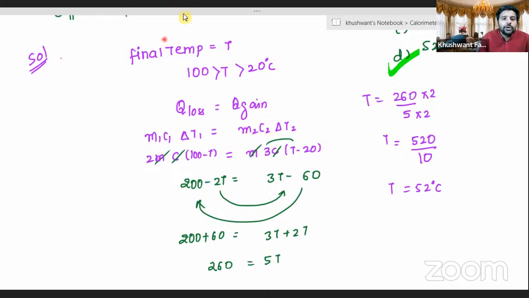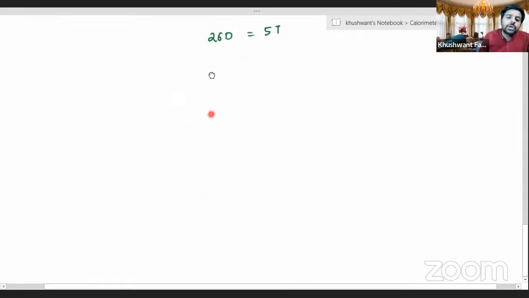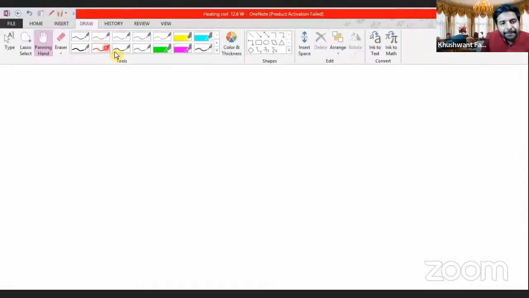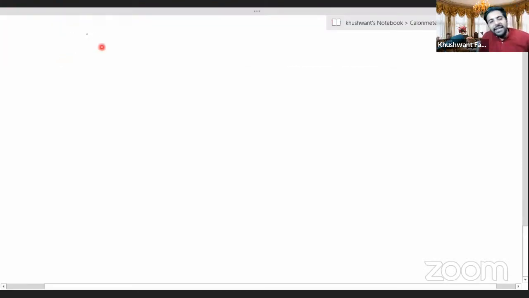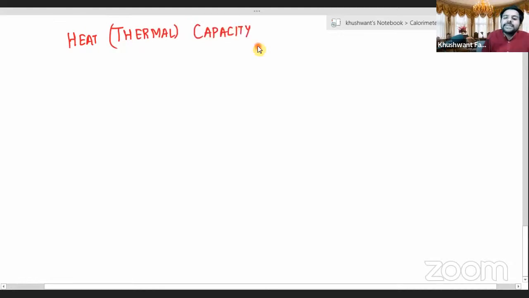Let me introduce you all to one more fundamental, which is called simply thermal capacity or heat capacity. We just learned specific heat capacity, no? Now there is a similar term called heat or thermal capacity. Everybody will write this into their copies. तो अभी ये हीट या थर्मल कैपेसिटी और स्पेसिफिक हीट कैपेसिटी में क्या फर्क है?